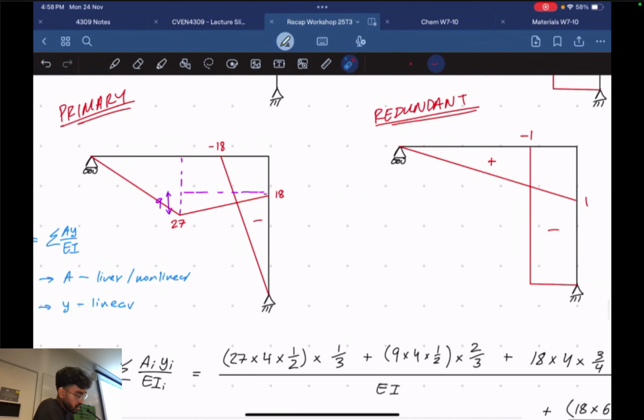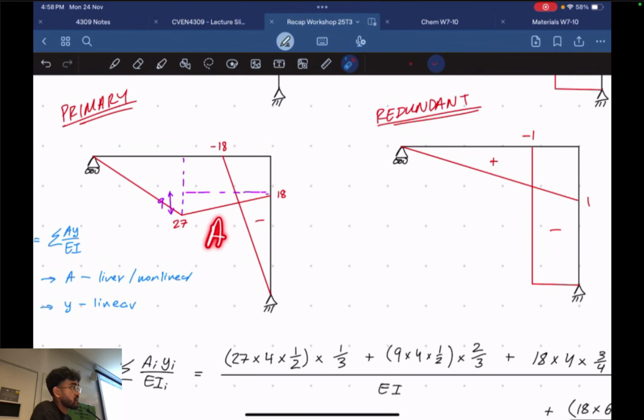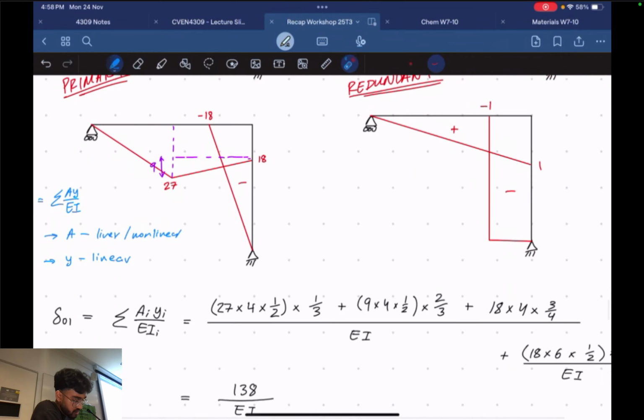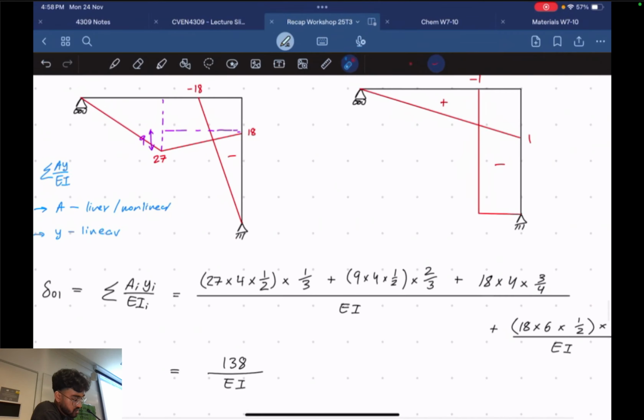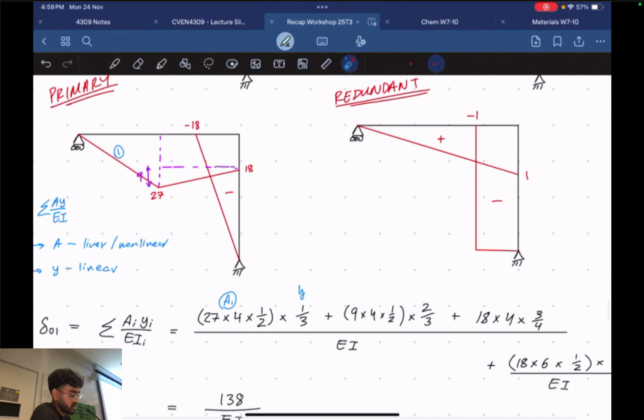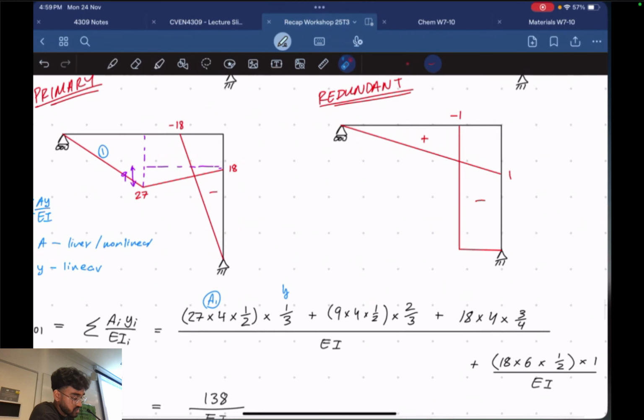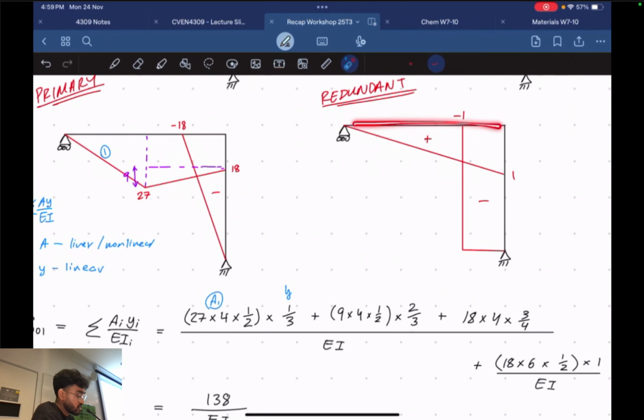Alright. So I'm going to take Y from this graph, and I'm going to take area from this graph. So 0, 1 means I'm going to take the primary structure and then the redundant structure as well. So for this shape over here, let's say shape 1, this is the area of 1. So it's just half base times height. And then I'm going to multiply by Y. So this is Y. The reason it's 1/3 instead of 2/3 in this case is because we're taking a look at the whole member. We're not just taking a look at this small member here.